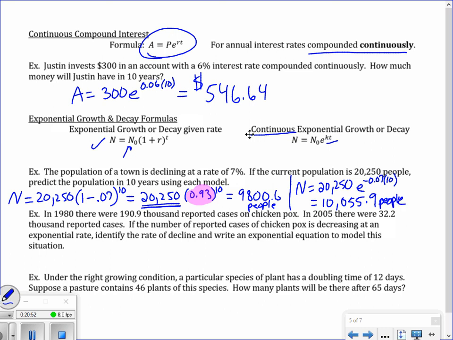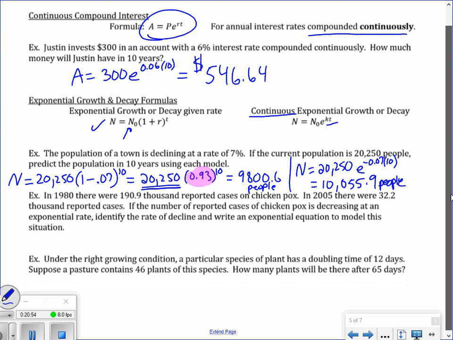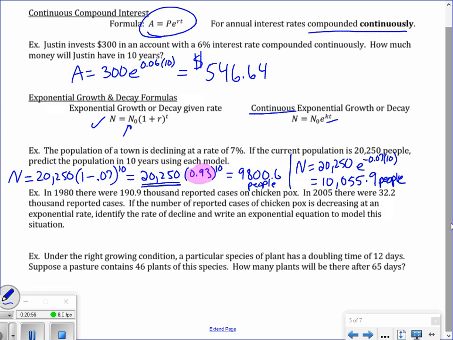All right, so this next example, it says in 1980 there were 190.9 thousand reported cases of chickenpox. 2005, 32.2 thousand reported cases. The number of reported cases of chickenpox is decreasing at an exponential rate. So I'm going to go ahead and use this guy here. Identify the rate of decline and write the equation for what's going on.